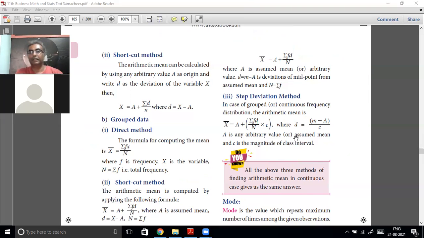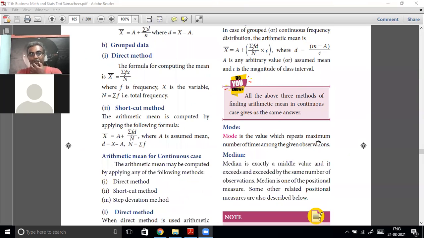What is mode? Tell me, what is mode? Mode is... okay, I'll give you an example.